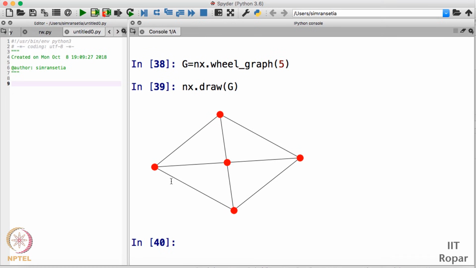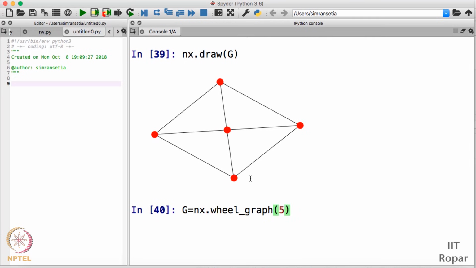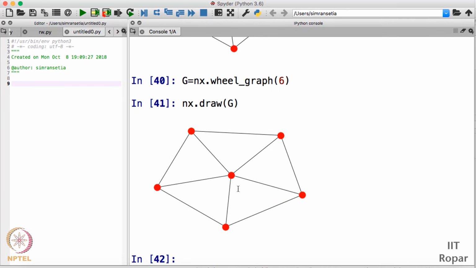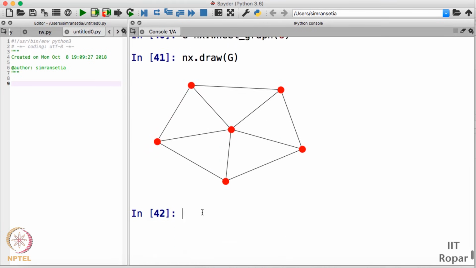So in this particular graph, we also have 5 nodes, 1, 2, 3, 4 and 5, and we have 1, 2, 3, 4, 5, 6, 7 and 8 edges here. So you can see that it doesn't correspond to a complete graph. It has a central node and it is connected to each of the other nodes. Let me do it for a 6 node graph. So here also we have a central node and it is connected to its n-1 nodes. So this is how a wheel graph works.